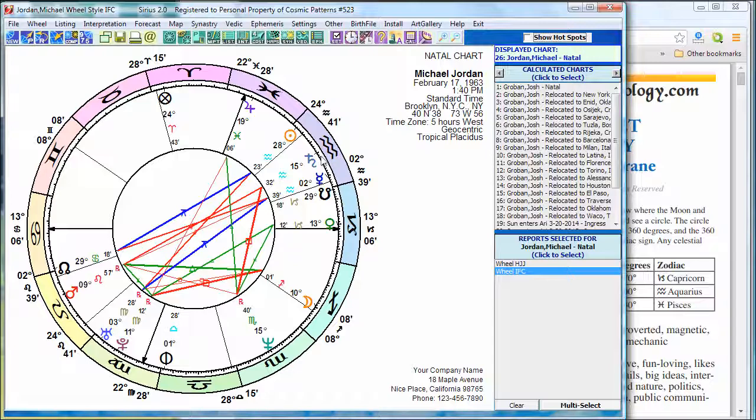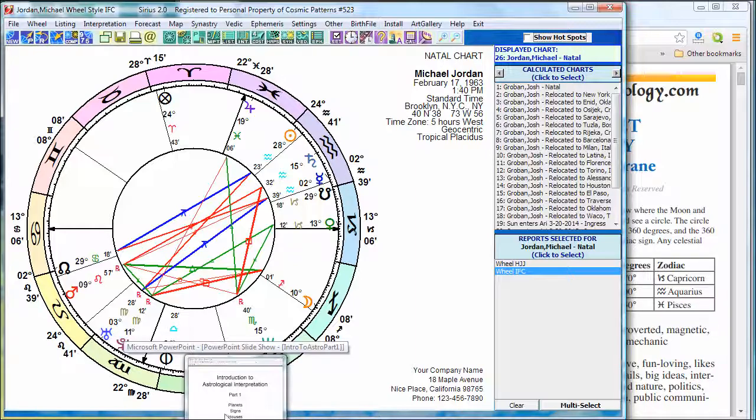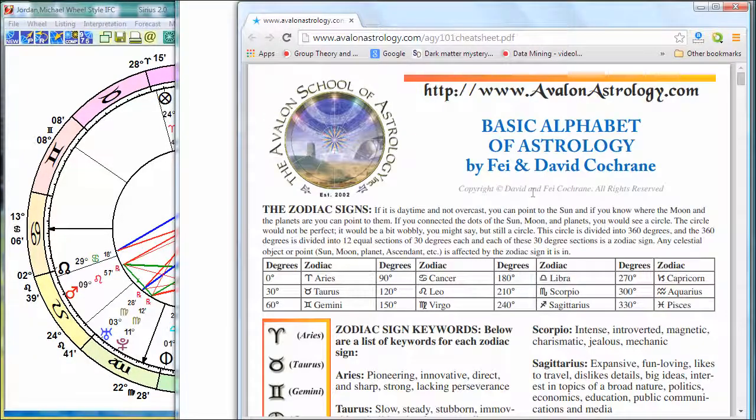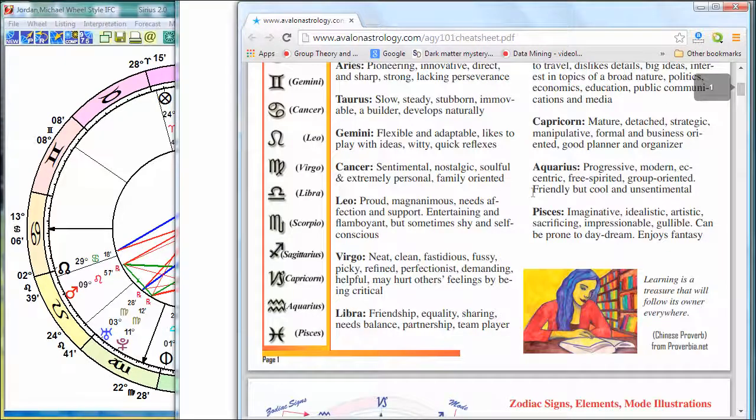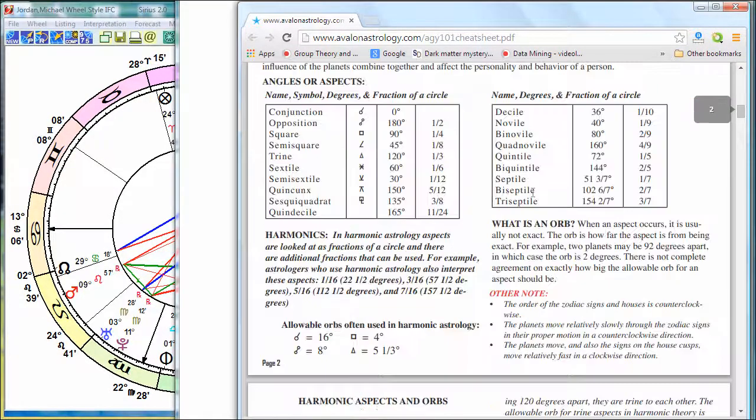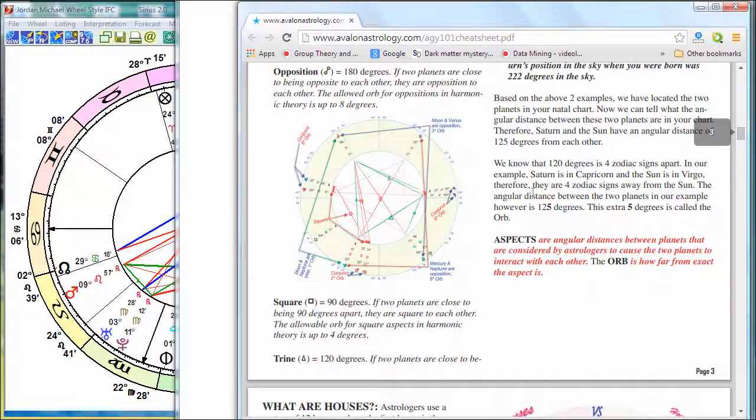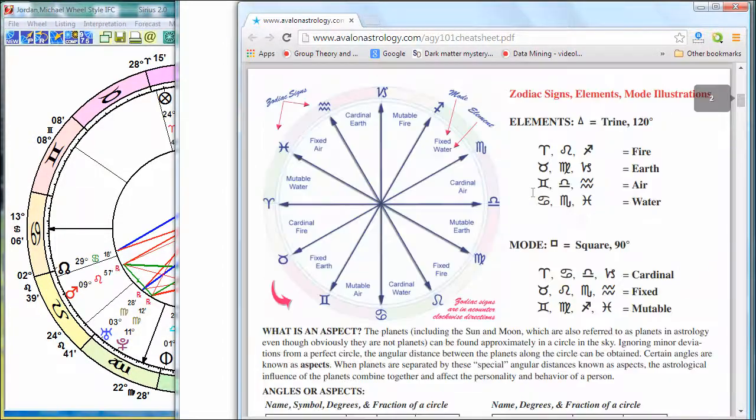So the last thing is rulerships. Rulerships are very important in most astrology. Let me just show you the rulership table to explain this. Let me go to the website, scroll down this document a little bit, and show you these rulerships.